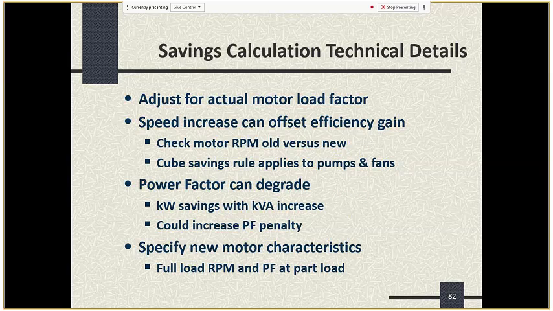Here, this is just an example of savings calculation technical details. I'm not going to go real deep into this, but just to give you an idea of some of the subtleties of M&V: when you have to adjust for the actual motor load factor. Like if you assume that the load on a motor, when you're calculating savings from that motor, is loaded to, let's say, 80%, but it's really only loaded to 65%, well, then when you do the savings calculation, you're going to be wrong about the savings because you used the wrong motor load. You basically used an incorrect load factor when you did your assumption for the baseline.